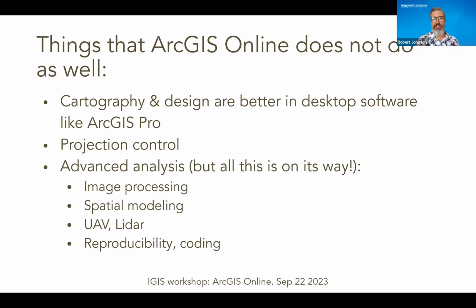And analysis is limited, but getting better. They do have a number of pretty good vector data analysis tools, and they've started bringing in some more image processing and spatial modeling. There are now things like Jupyter Notebooks integrated into ArcGIS Online that let you do some Python scripting and some reproducible workflows and things like that. So it's definitely getting better along the analysis front.